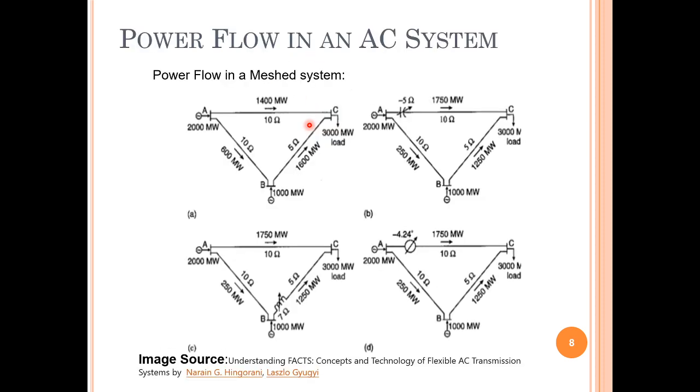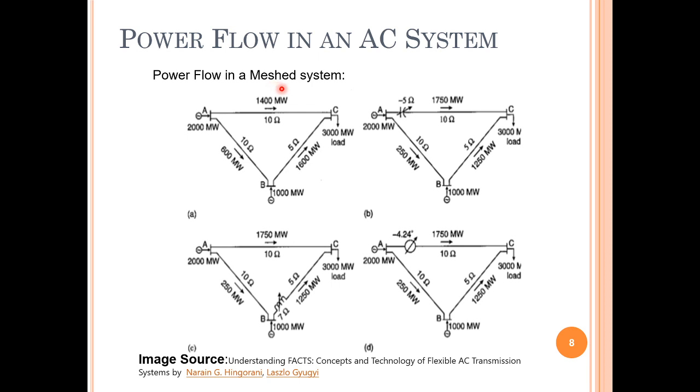Next, what is meant by power flow in an AC system? Power flow in an AC system is shown in these diagrams, which represent a meshed system. Actually we can also have parallel paths. For power flow in parallel paths, we can follow one formula: P equals EV by X sin delta. If there is any reduction in the reactance, there is an improvement in the active power that can flow in parallel paths.